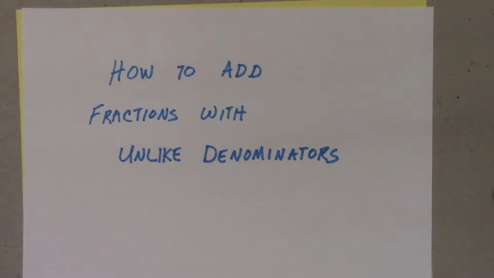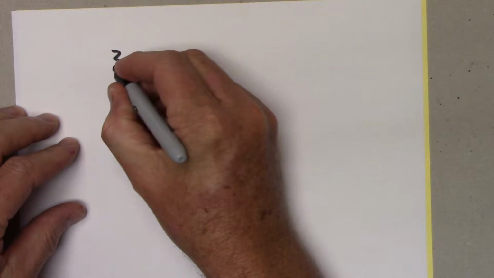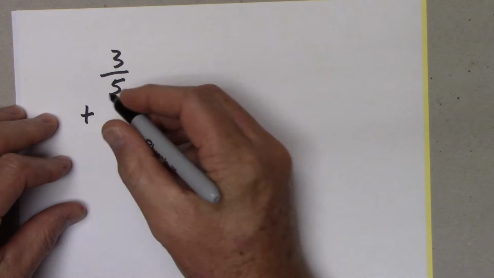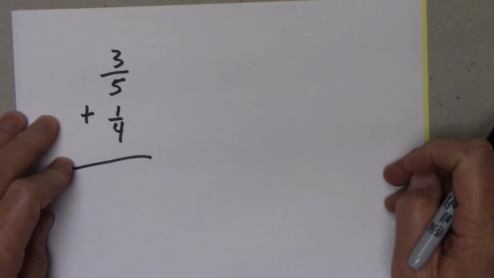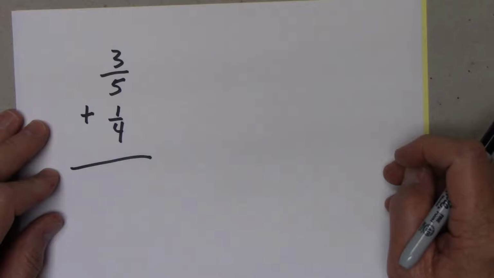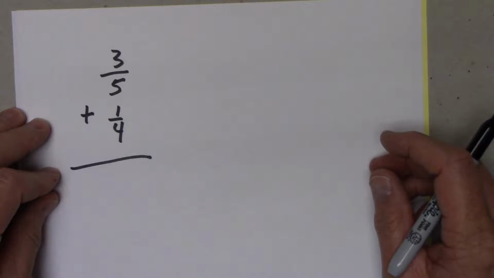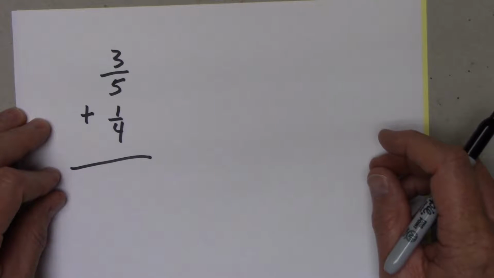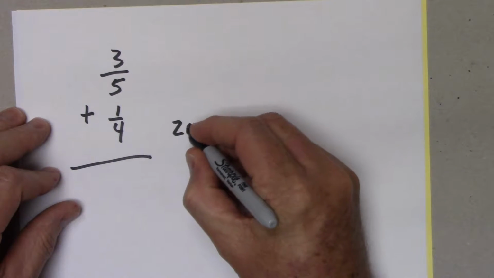How to add fractions with unlike denominators, or unlike bottom numbers. Let's say we want to add 3/5 plus 1/4. I don't want to take time to confuse you in this video about how to find a common denominator, so I'm going to just refer you to the other video that tells you how to do that. I'll tell you now that the common denominator for 5 and 4 is 20.